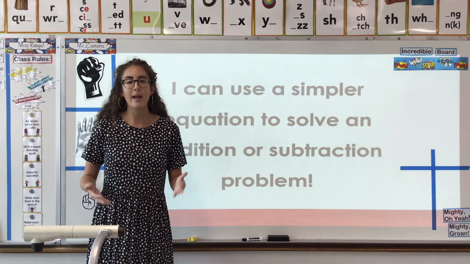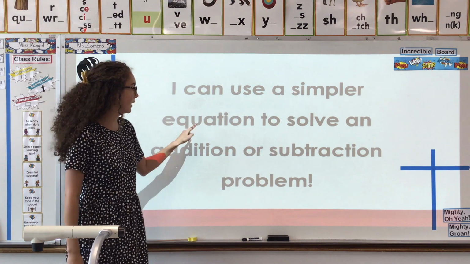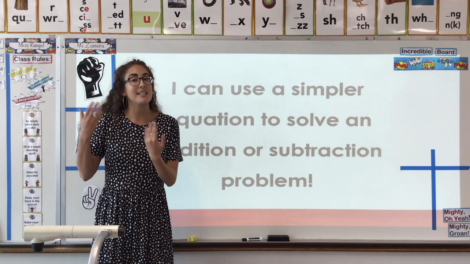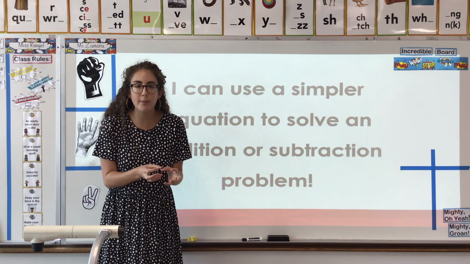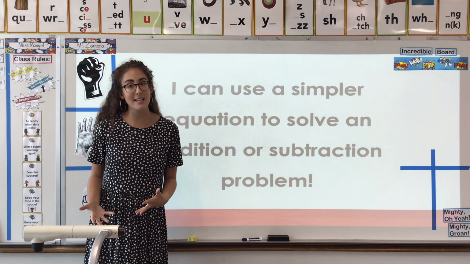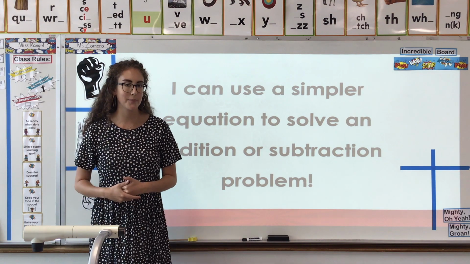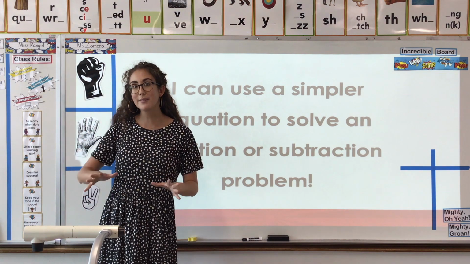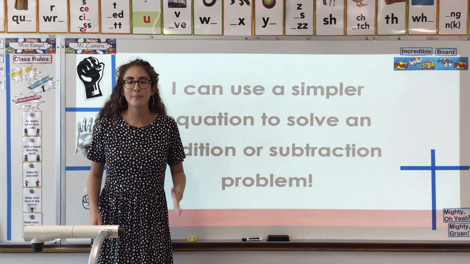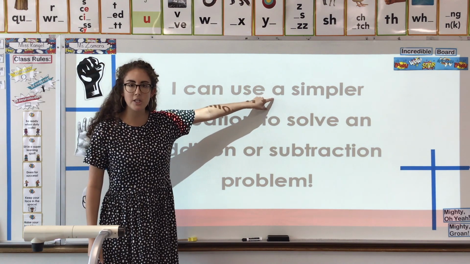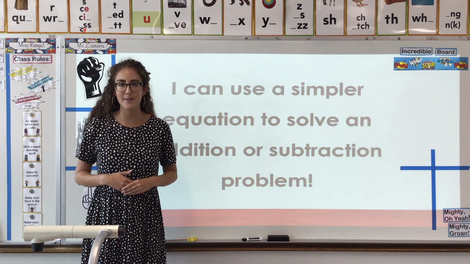The strategy that we are going to use to do this is by finding a simpler equation. A simpler equation is an equation within our problem that only uses single digits that we can use to get to our answer. I will definitely explain that more, and we're going to have a lot of practice, but that's our goal. To find a simpler equation to solve a problem mentally in our heads.